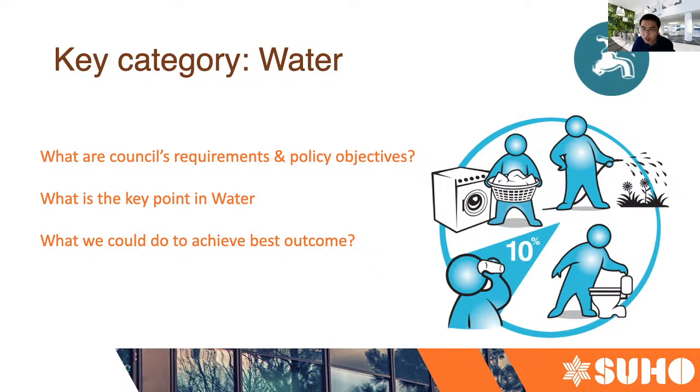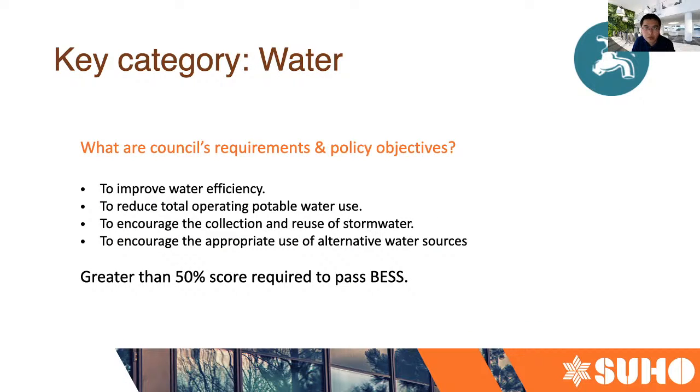As you can see in this figure, most of the water we use is not drinking water. It's water we use for laundry, for irrigation, and for toilet flushing. In terms of council's requirements and policy objectives, it aims to improve water efficiency and reduce the total operating potable water use. And it encourages the collection and reuse of stormwater and the appropriate use of alternative water sources. It's the same as energy. We need to get over 50% score to comply with the BESS requirements.